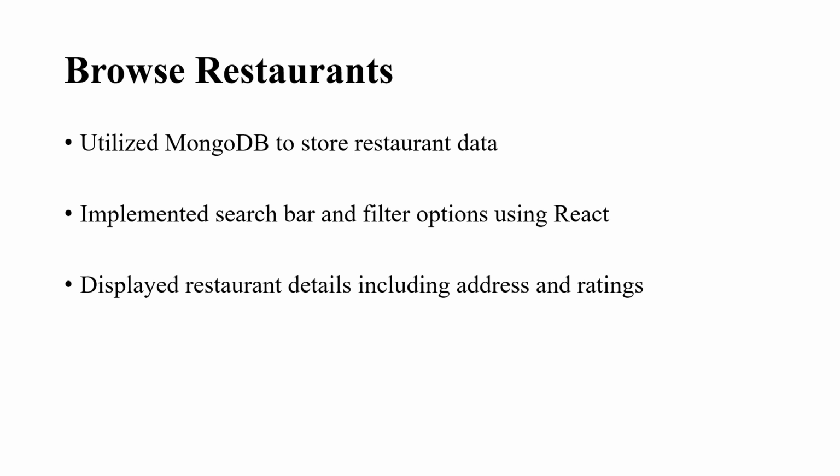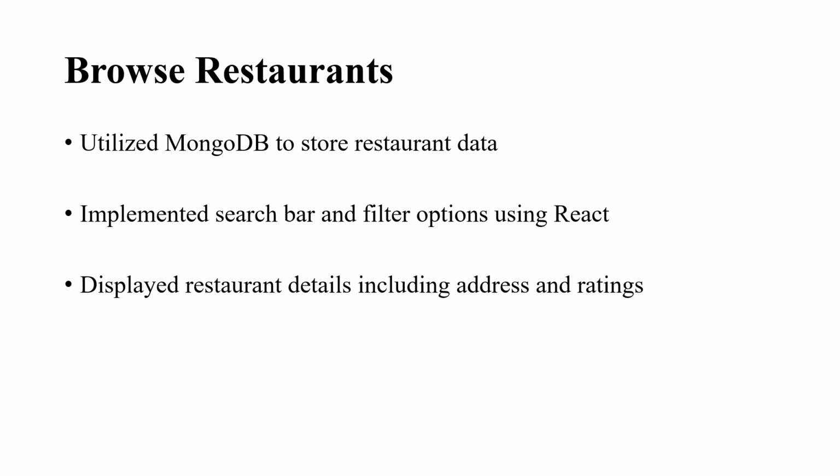And then we implemented a search bar and filter options using React. The search bar is basically what we see at the top, so that we can search for the food item that we want to order. And then filter options, like non-veg or vegetarian, and within vegetarian what is to be added. So that is implemented using React.